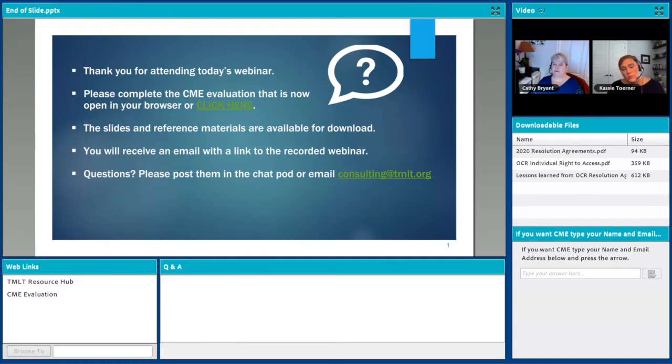We would probably caution on making the patient come into the office to sign a form to get their records. Again, it's creating access, which sometimes feels a little counterintuitive, but you want to make it not cumbersome for the patient to get access to their records.